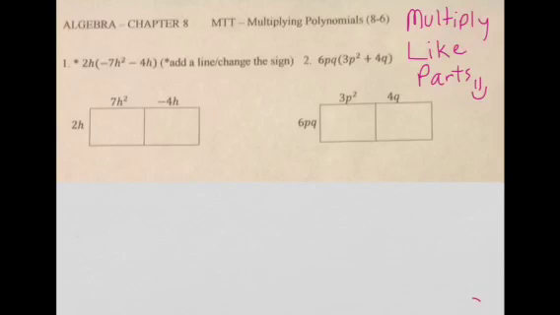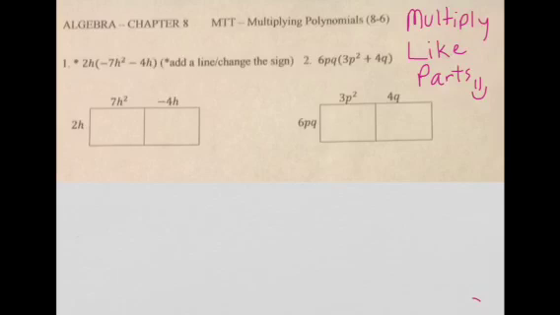Open up your MTT, and now we're going to multiply polynomials. When we're multiplying polynomials, the main thing to remember is that you want to multiply like parts. So our first polynomial is 2h times parentheses negative 7h squared minus 4h. So what we're going to do is use the box method.